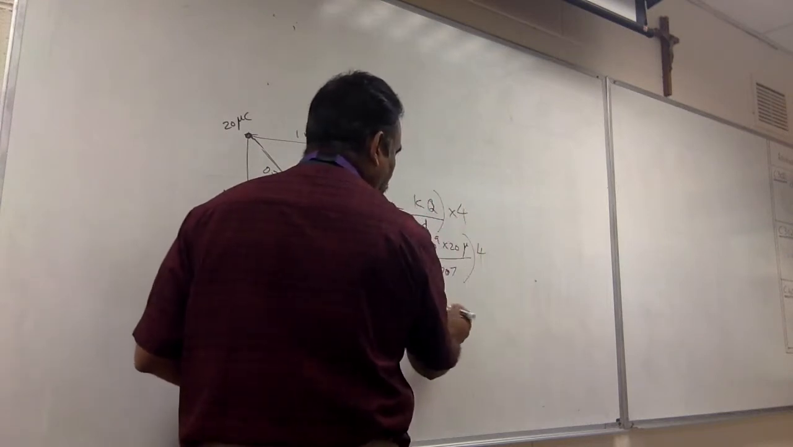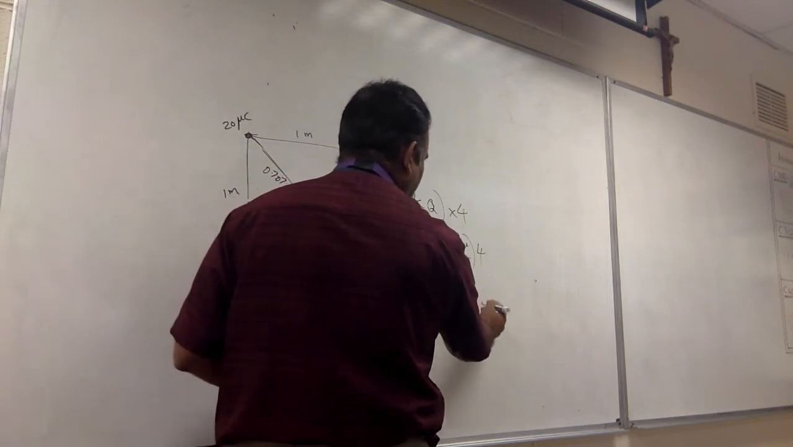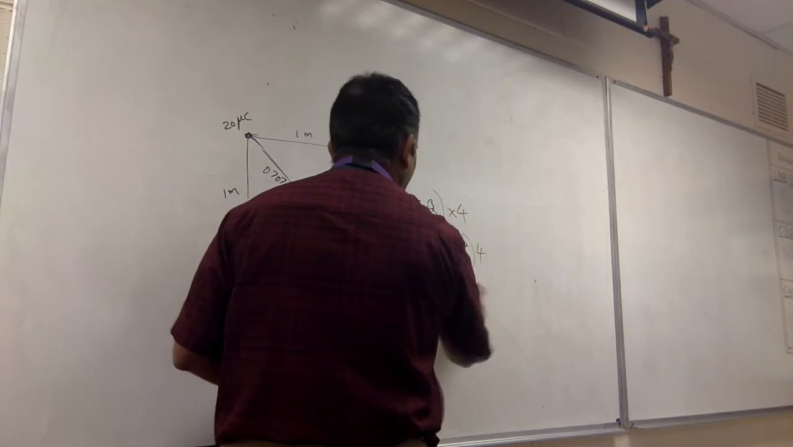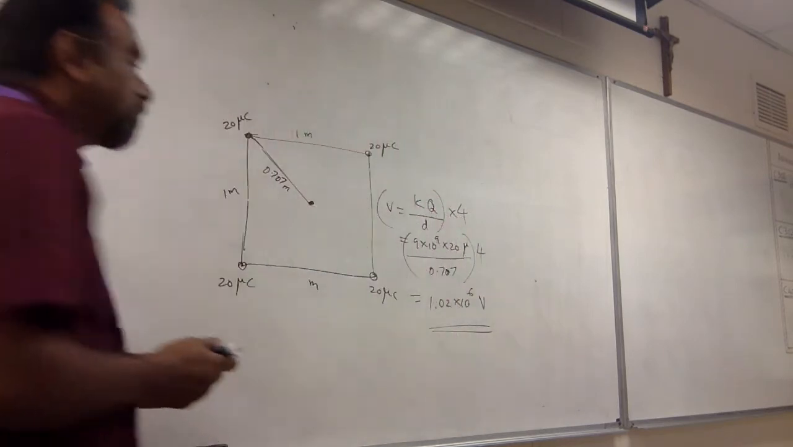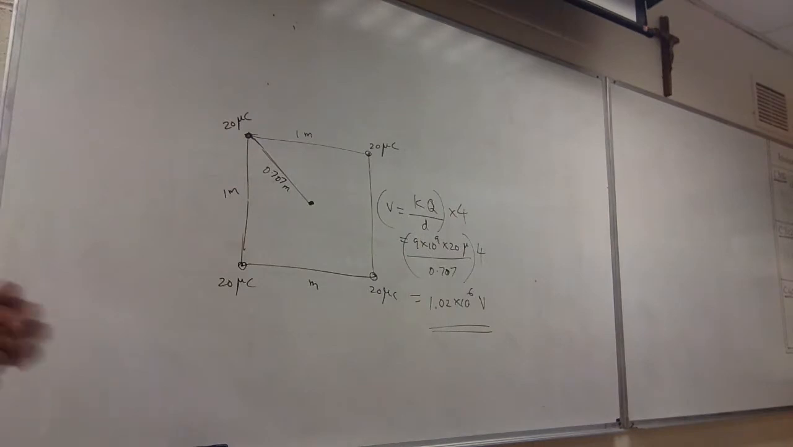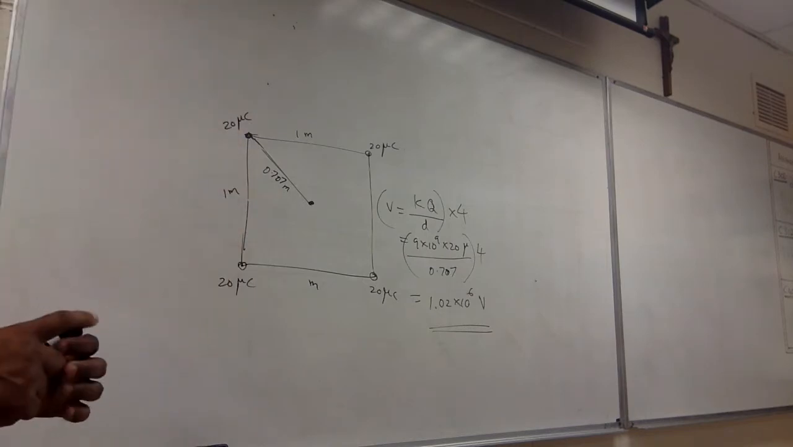How much is that? 1 point 2 times 10 to the 6, not negative 6. Yeah, volts. So it's a million volts at that point. I'm not sure of the calculations, but if you all agree with it, then it's fine.